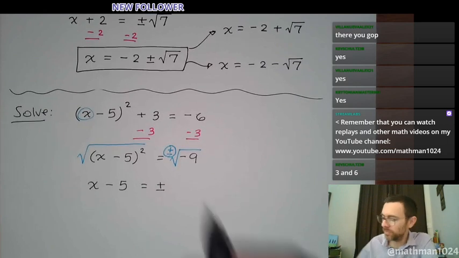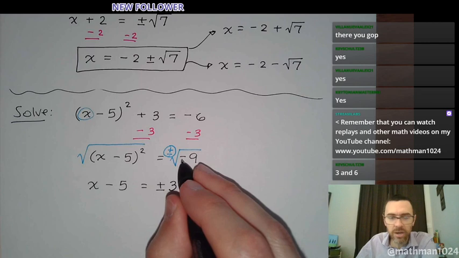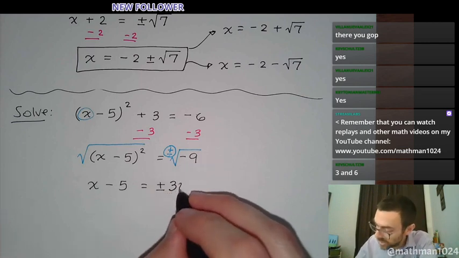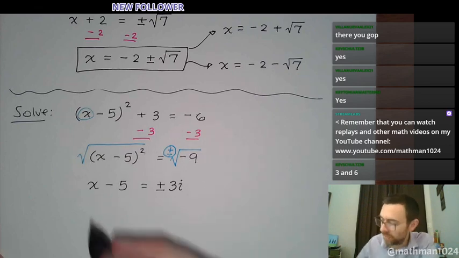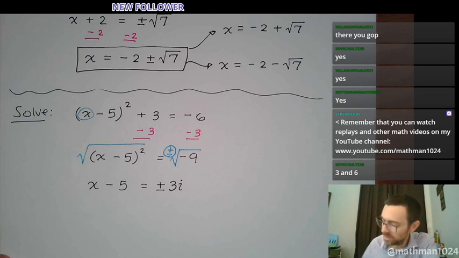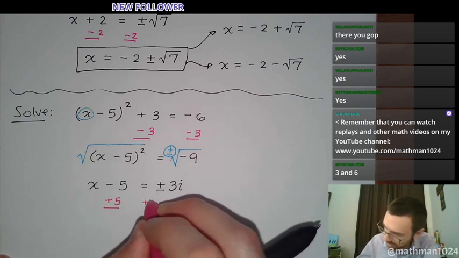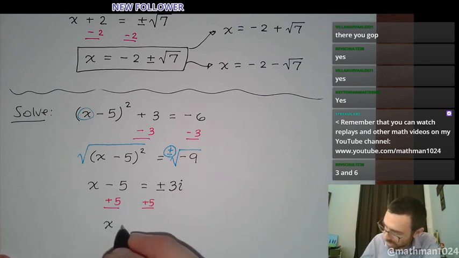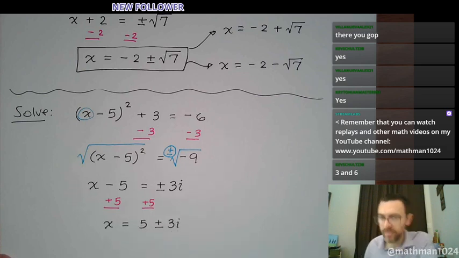Don't let it scare you. The square root of 9 is 3. The negative factor inside gives us i on the outside when we simplify. And then our final step is to move the 5 to the other side. So add 5 and add 5. So x is equal to 5 plus or minus 3i.